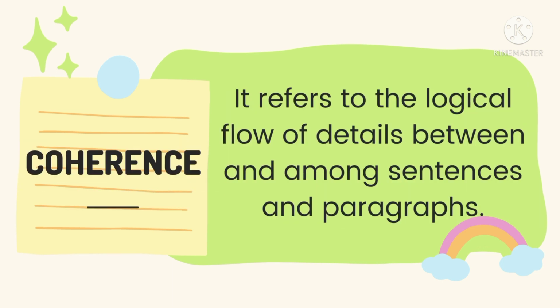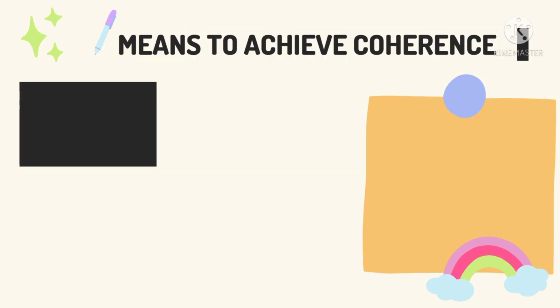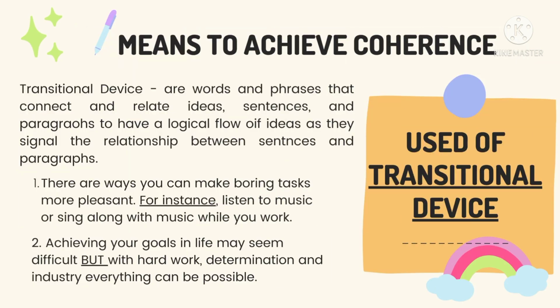paragraph, or the flow of a discussion in a paragraph. Now, going back to coherence, there are various ways to achieve coherence in a paragraph. First is by using transitional device. Transitional device refers to words and phrases that connect and relate ideas, sentences, and paragraphs to have a logical flow of ideas as they signal the relationship between sentences and paragraphs.